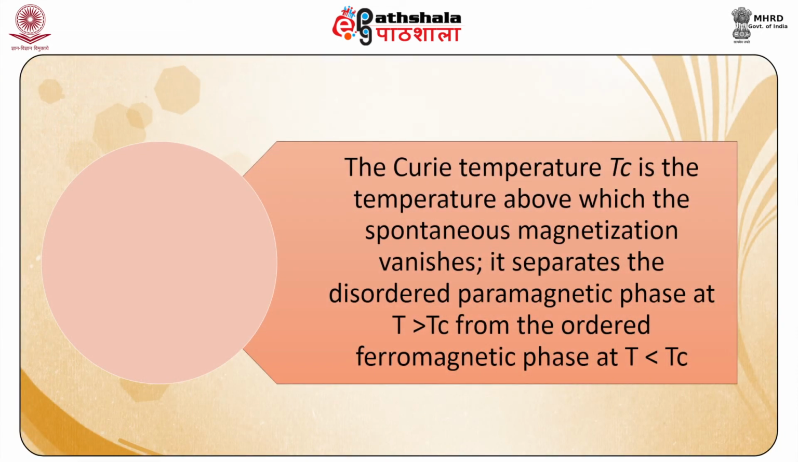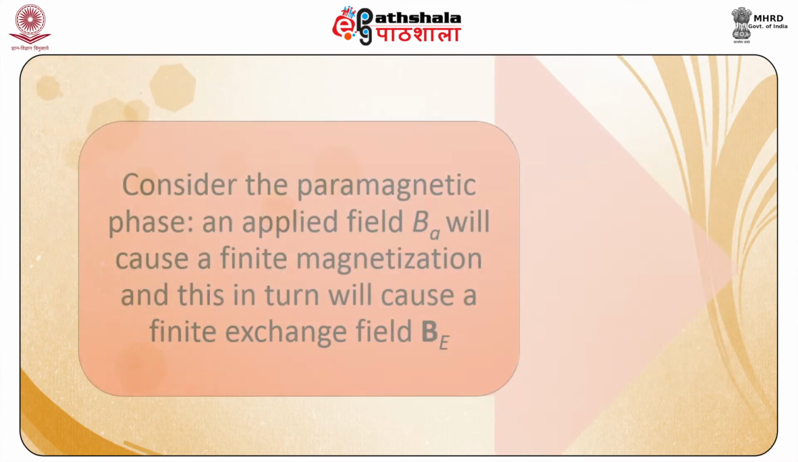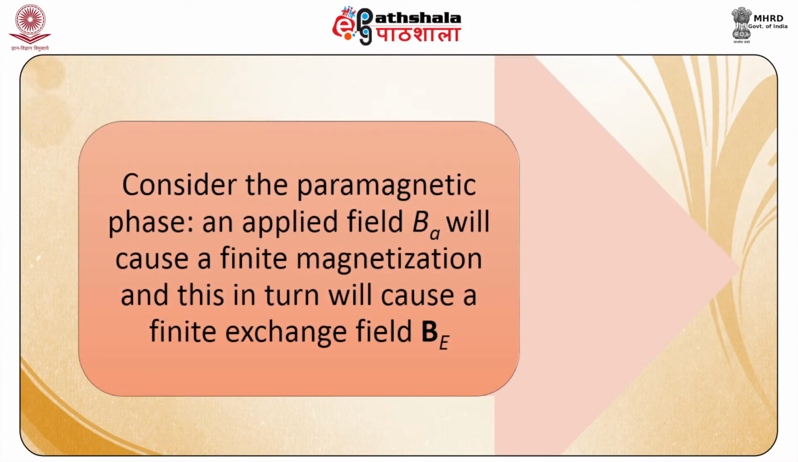The Curie temperature Tc is the temperature above which the spontaneous magnetization vanishes. It separates the disordered magnetic phase at T greater than Tc from the ordered ferromagnetic phase at T lower than Tc. Consider the paramagnetic phase. An applied field Ba will cause a finite magnetization, and this in turn will cause a finite exchange field Be.